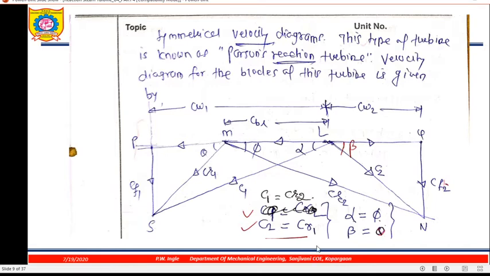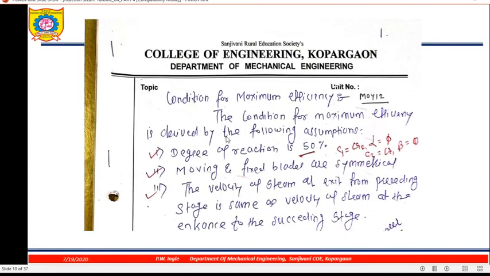Now today we will discuss the condition for maximum efficiency. The condition for maximum efficiency is obtained by the following assumptions. Number one, the degree of reaction is 50%, that is C1 equal to CR2, alpha equal to phi, C2 equal to CR1, beta equal to theta. Number two, moving and fixed plates are symmetrical.